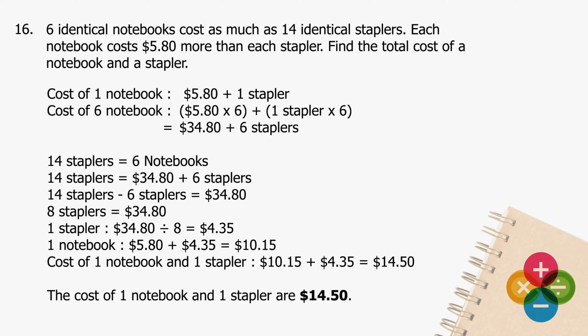The cost of one stapler will be, divide $34.80 by 8, and the quotient is $4.35. The cost of one notebook will be, add $5.80 to $4.35, and the sum is $10.15. The cost of one notebook and one stapler will be, add $10.15 to $4.35, and the sum is $14.50. The cost of one notebook and one stapler will be $14.50.